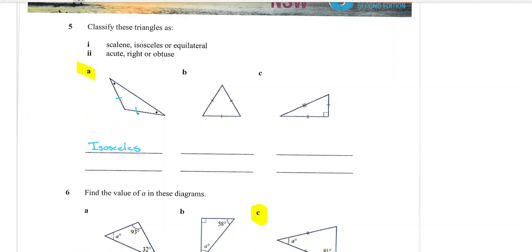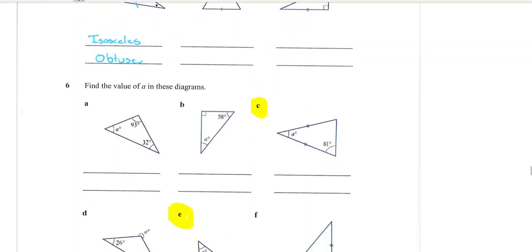Now we want to name it according to the angle. Acute means all the angles are less than 90. A right angle means I have one right angle in it, and obtuse means you have one angle that's bigger than 90. What do I have? Obtuse. All right, and so you can do the other 2.